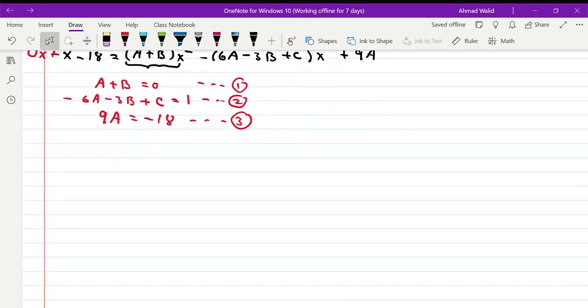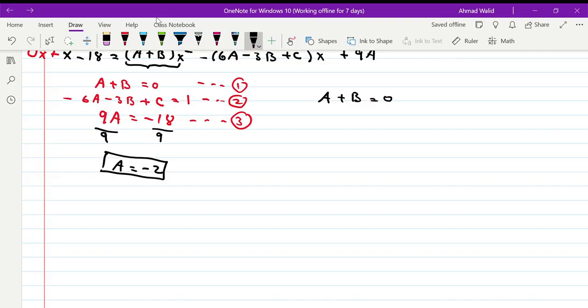This one is easy. You can solve for a first. Divide both sides by 9. Then a equals negative 2. As soon as I have the value of a, b is easy to find. Look at equation number 1. Equation number 1 is a plus b equals 0. And if you plug in the value of a here, it will be negative 2 plus b equals 0. If you add 2 to both sides, then b is equal to what? 2.